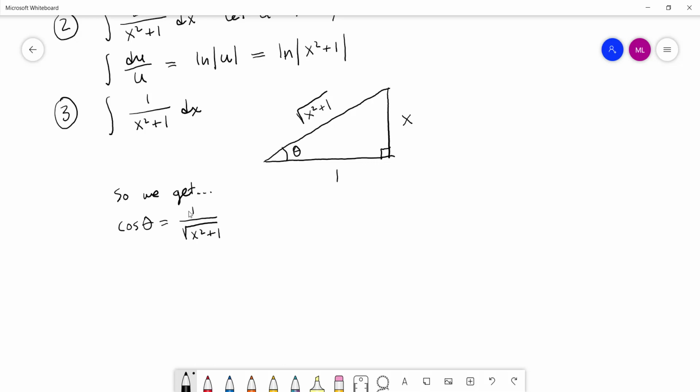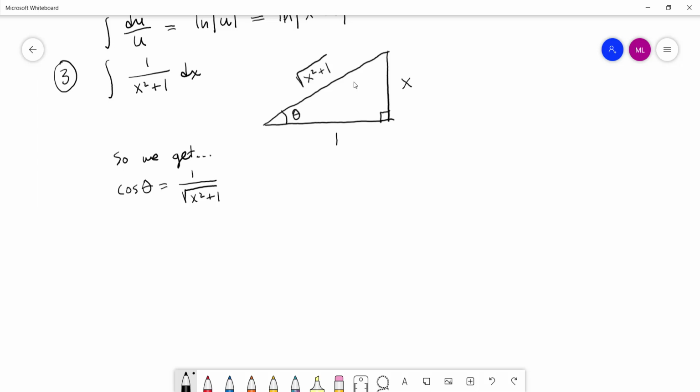Adjacent over hypotenuse, we get that if I do the tangent of theta, we will get, in that case, x over 1. And so this tells me that our dx can involve the arctangent. If x is equal to tangent, then it's going to involve the secant squared. So take the derivative of both sides. The derivative of tangent is going to be secant squared of theta d theta.